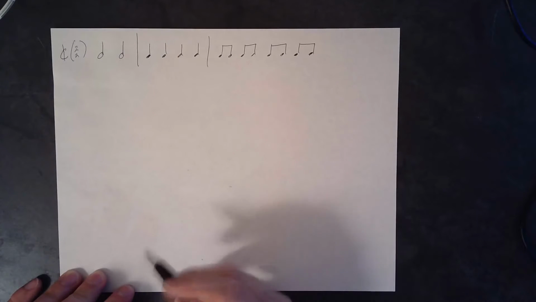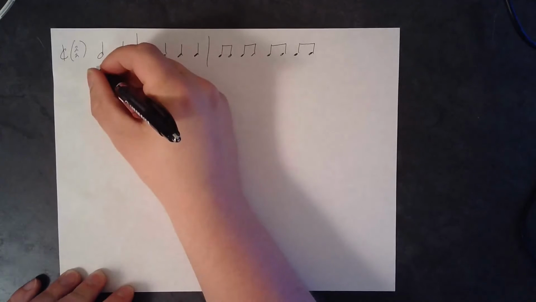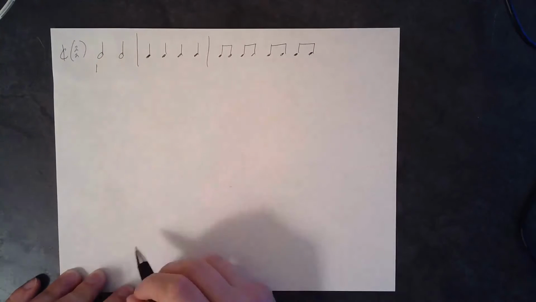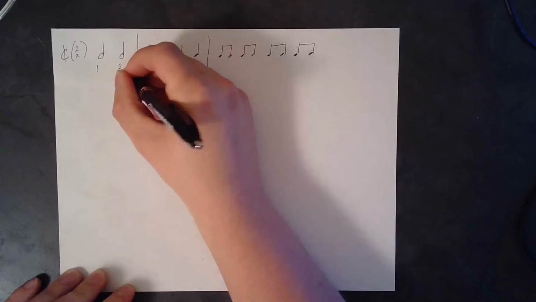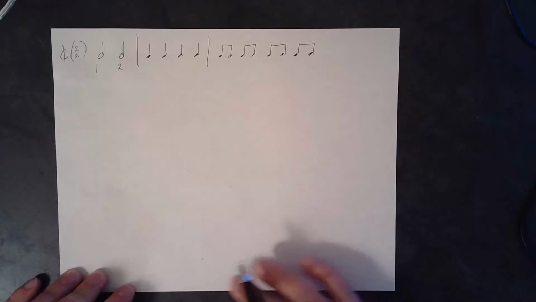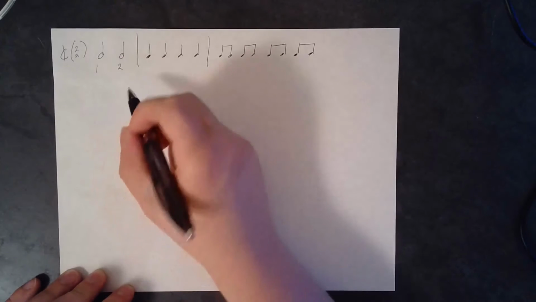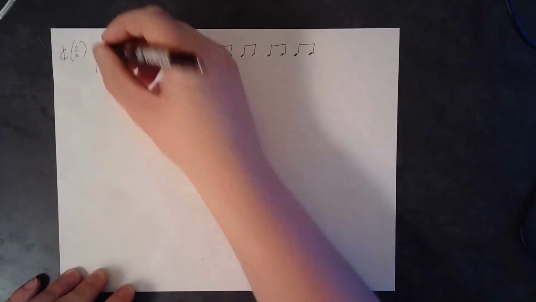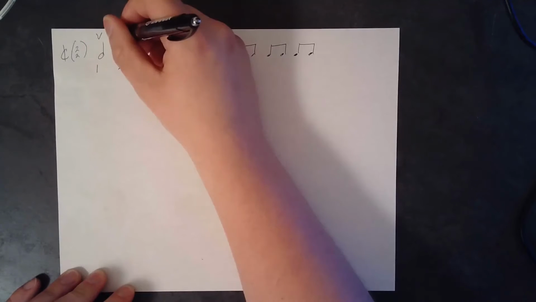So now that our half note gets 1 beat, I'm going to write 1 and then 2. And that's all I need to do right now for this measure. My foot pattern is going to look just like it did in 4/4 for quarter notes. Down, up, down, up.